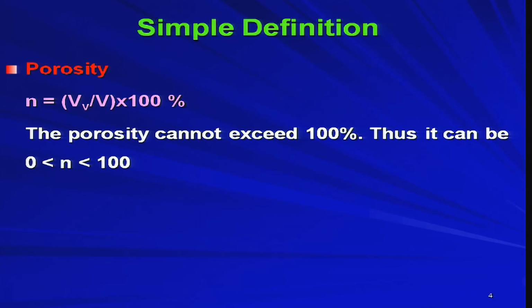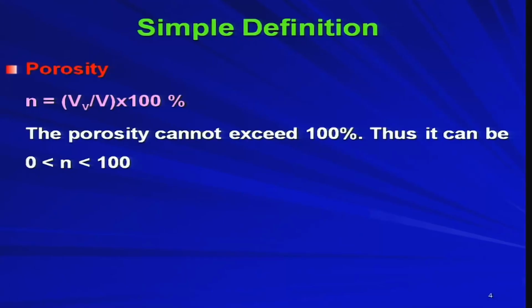Then coming to the porosity. Porosity is generally expressed in terms of n, which is equal to Vv by V, that is the total volume. That means the ratio of the volume of voids to the volume of the total soil matrix, and it is also expressed in percentage. The porosity cannot exceed 100%, please remember. So this is the difference between porosity and void ratio, where void ratio does not have any upper limit, whereas porosity has an upper limit, that is 100%. Why is it so?